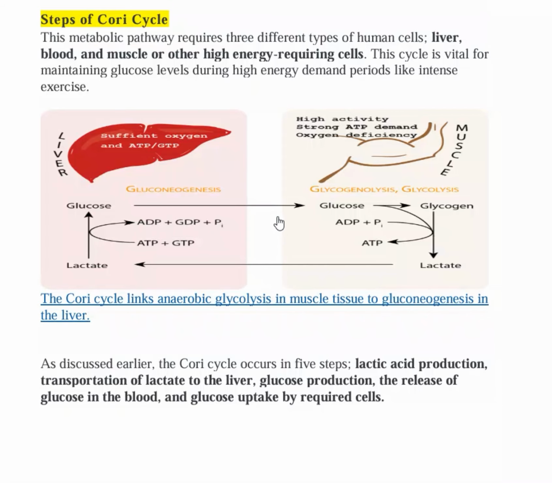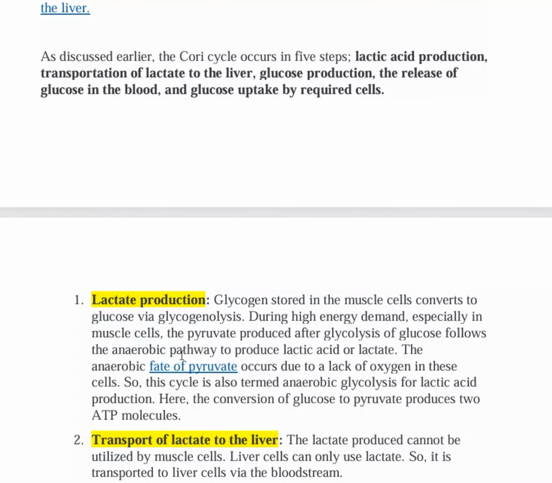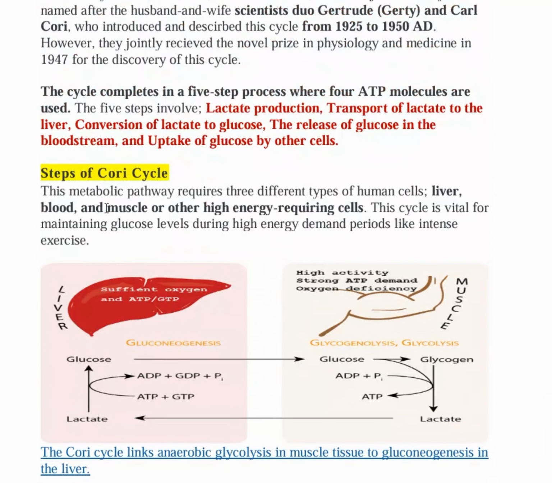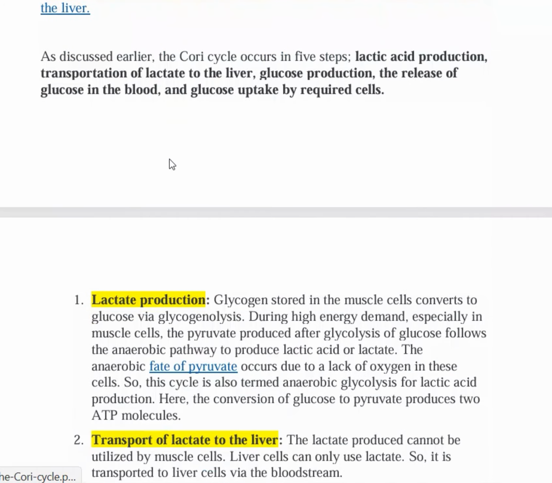So if you see the steps of the Cori cycle, you will find that all the steps are happening here. One important thing is that this metabolic pathway requires 3 different types of human cells. What are these? One is the liver, another is the blood, and number 3 is the muscles, the high energy requiring cells. This cycle is vital for maintaining glucose levels during high energy demand periods like intense exercise. And we will discuss, one by one, how the Cori cycle is formed.